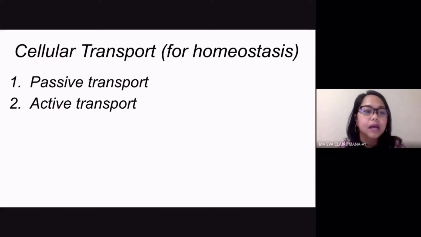Now, the second type of cellular transport, which is going to be our focus today, is active transport. If passive transport does not use ATP, active transport, on the other hand, uses ATP. And if passive transport moves materials from an area of higher concentration to an area of lower concentration, or down the concentration gradient, active transport is the opposite. That means it moves materials from an area of lower concentration to an area of higher concentration. Or sometimes we say it moves materials against the concentration gradient.